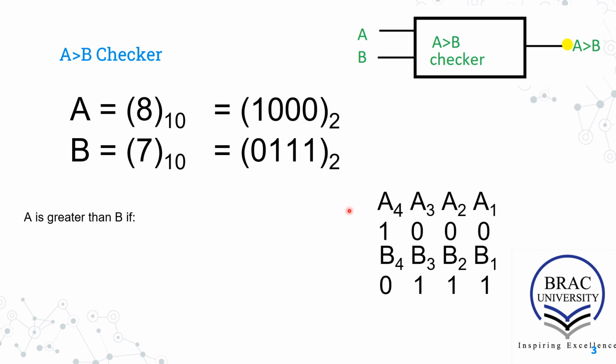Now to check whether A is greater than B, we should always start from the MSB, because in this particular instance, since A4 is 1 and B4 is 0, I don't have to check any of the bits. I can just directly conclude that A is greater than B, because the MSB of A is 1 and the MSB of B is 0. So this is the first case where we see that A is greater than B: when A4 is 1 and B4 is 0, I don't have to take a look at the rest of the bits.